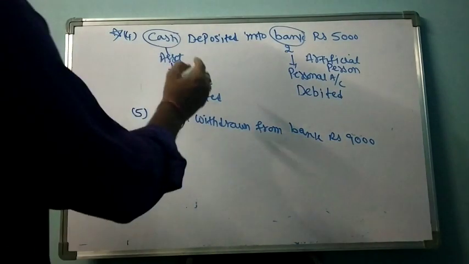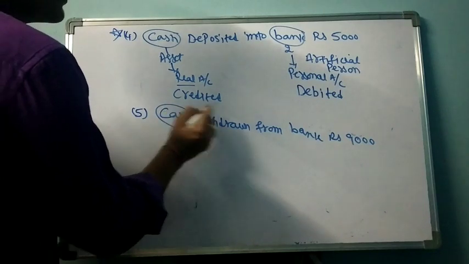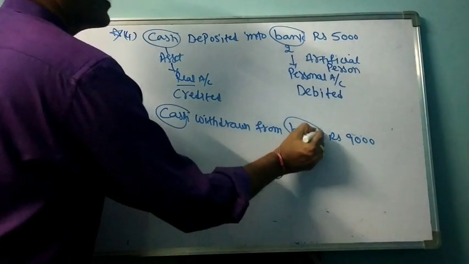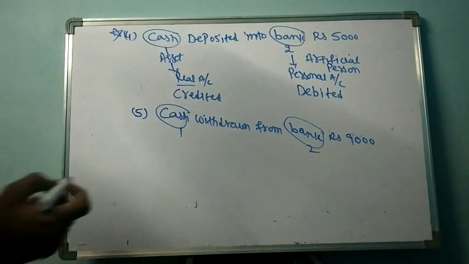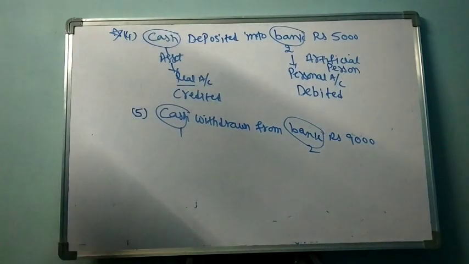Now, how many accounts are there? First to identify. Cash is one account. Again, bank is also one account. First account, second. Two accounts are involved in this transaction. Step number 1 is completed. We followed step number 1.